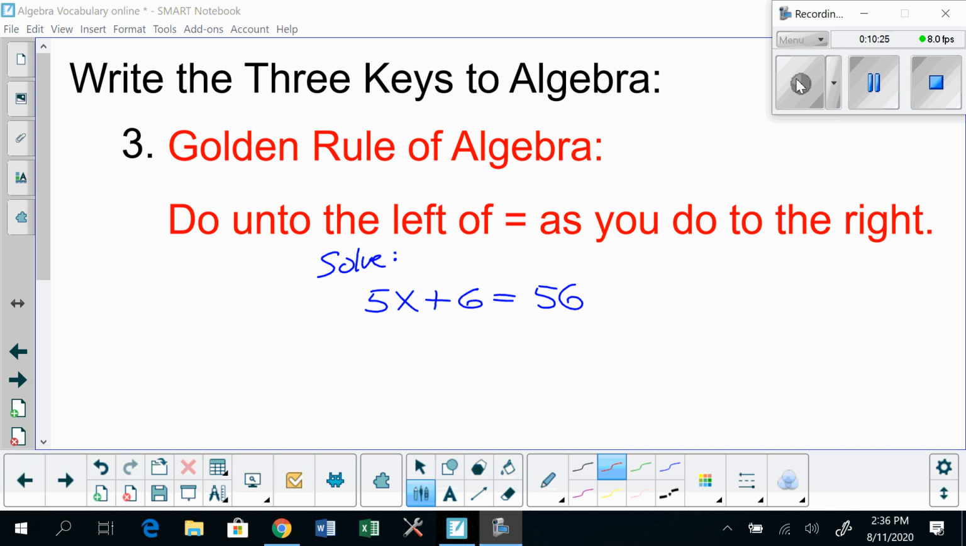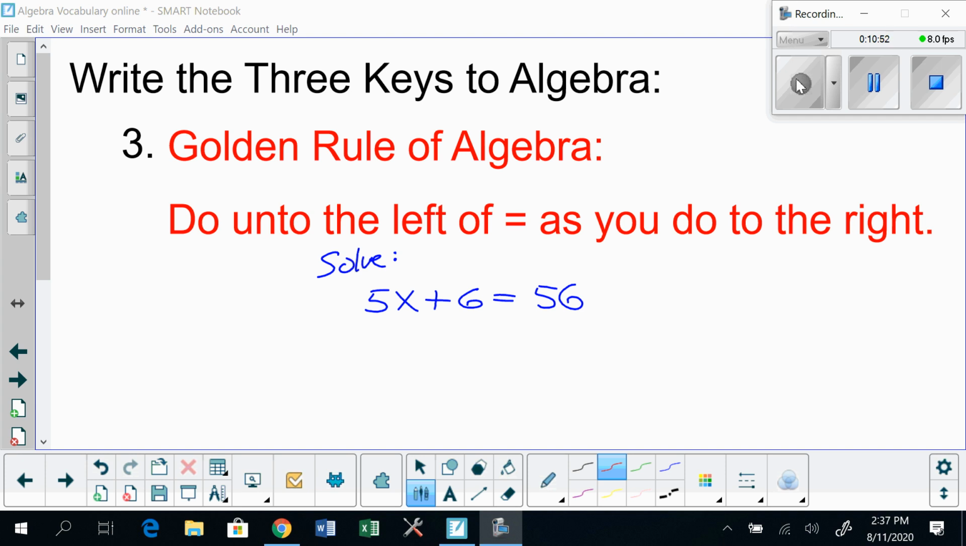Now, the last key to algebra, in my opinion, I call it the golden rule of algebra. Maybe you've heard the golden rule of relationships before. That says, do unto others as you would want them to do unto you. Well, the golden rule of algebra is kind of a play on those words. Do unto the left of the equal sign of an equation as you do unto the right. Well, let's put all three of these keys together into one problem. We're going to solve this equation.